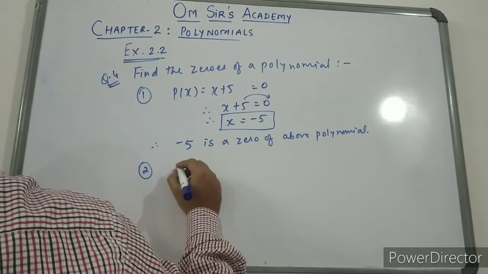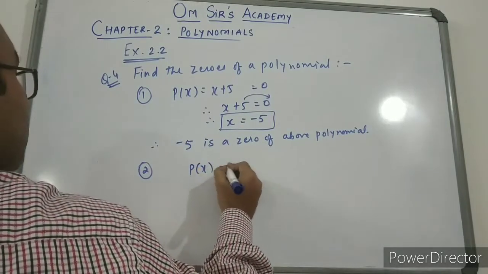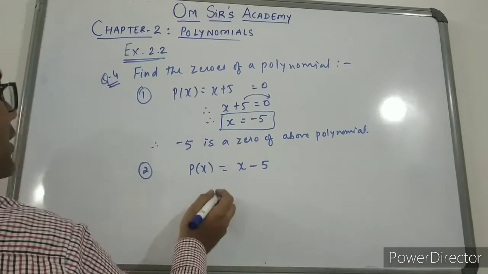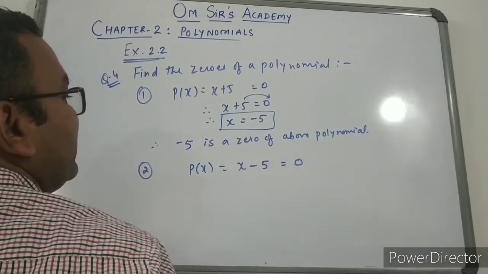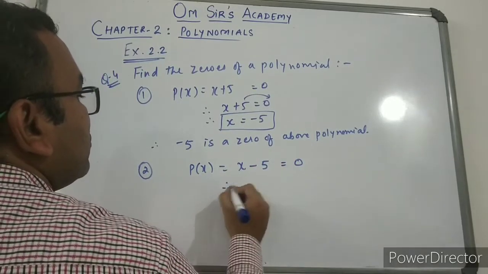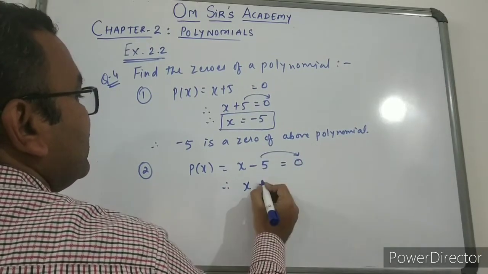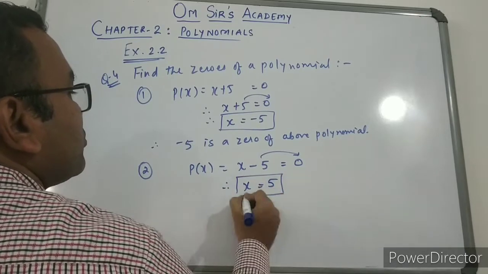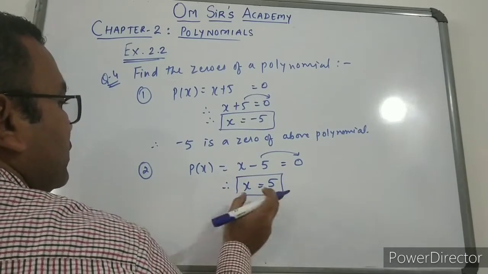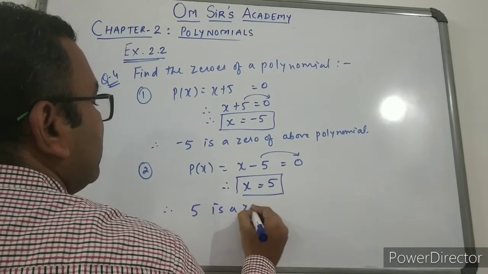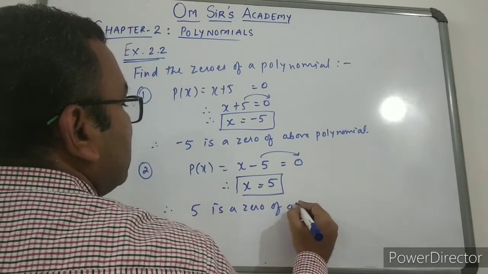Second sum: p of x equals x minus 5. Again we take this whole as 0 to get the value of x. This minus 5 will go to the other side and become plus 5. So the value of x is 5. So 5 is a zero of the polynomial.